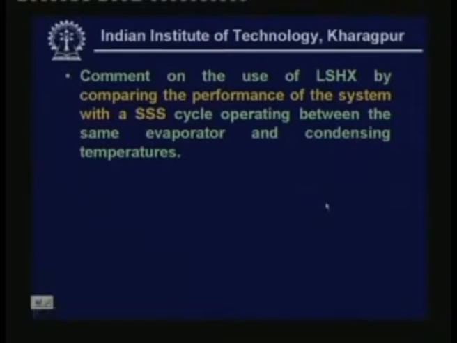And comment on the use of liquid suction heat exchanger by comparing the performance of the system with a SSS cycle operating between the same evaporator and condensing temperatures. That means basically it is a single stage system. We have to make a performance comparison between a system with liquid suction heat exchanger and a system without liquid suction heat exchanger. Both of them are operating between the same evaporator and condensing temperatures. Now, let us see how we can work it out.